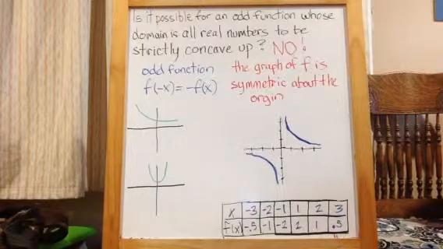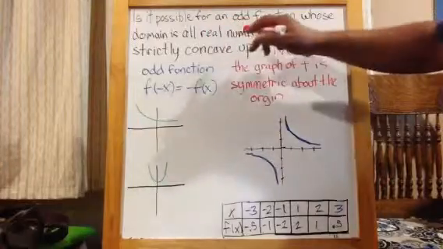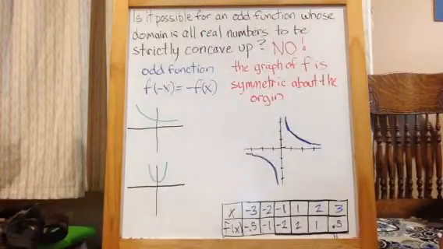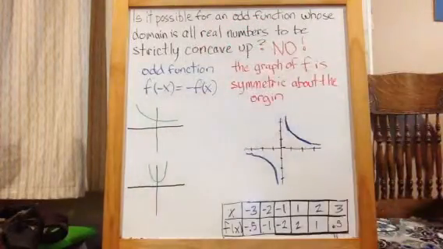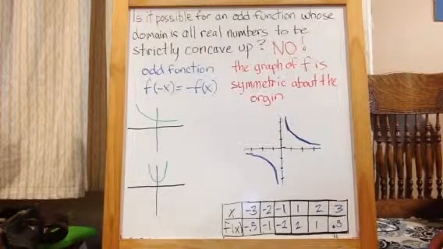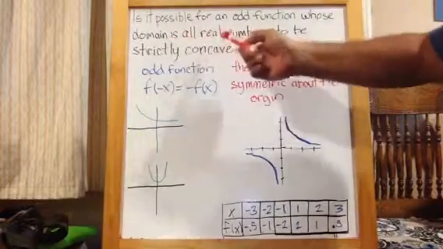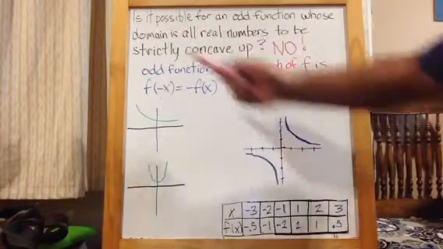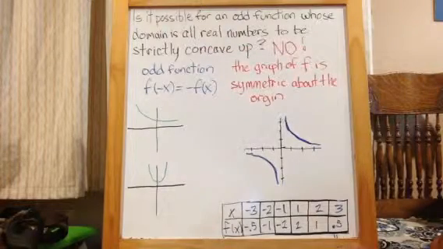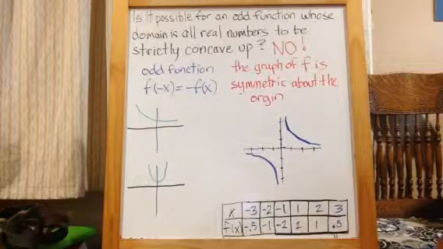Well, let's look at the question. We have three things going on. We have an odd function whose domain is all real numbers, and we want to know, can it be strictly concave up? So let's go over what these three things mean. Let's go over the easy one first. All real numbers are the domain, that is all x values covering all real numbers from negative infinity to positive infinity.